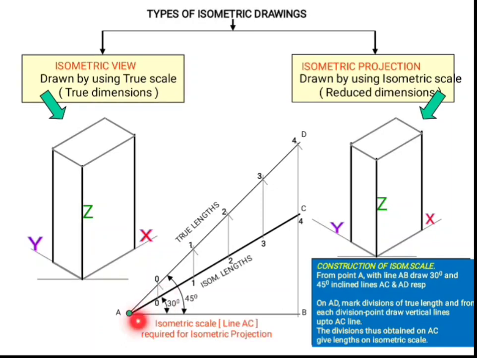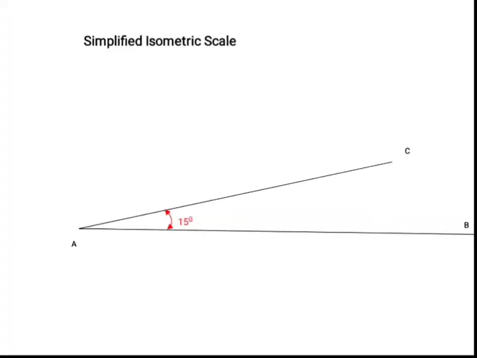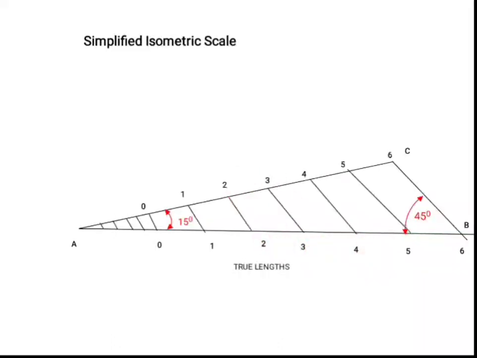Now you can divide the portion between point A and 0 into 10 equal divisions for taking fractions. Simplified isometric scale can be constructed like this. A horizontal line AB can be drawn, and after that we can mark a 15-degree inclined line from A, named as AC, and the actual dimensions can be marked along AB like 0, 1, 2, 3, 4, 5, 6. Now a 45-degree inclined line can be drawn through these points 6, 5, 4, 2, 1, 0, and the portion between point A and 0 can be divided into 10 equal divisions for taking fractions. The isometric lengths corresponding to true dimensions are obtained on the 15-degree inclined line like this.